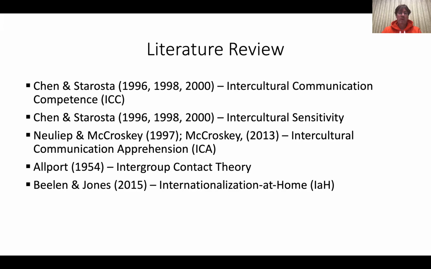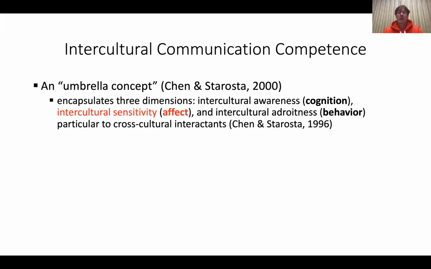Regarding the literature review, I'm going to be covering several different terms here so that we can have a shared understanding of how these relate to the current study. And we'll begin with intercultural communication competence. This is referred to by Chen and Starosta as an umbrella concept. And this includes 3 different dimensions that you can see listed below over here.